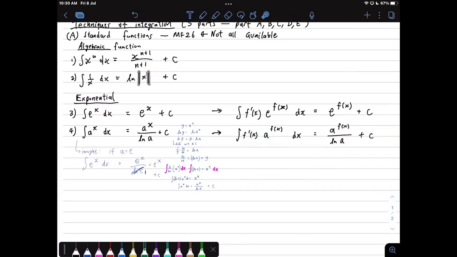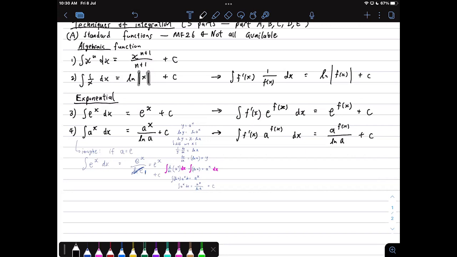Okay, then let me see. Right, I should also extend this 1 over x. So I have the integral of f prime of x times 1 over f of x dx. This will just be ln of modulus of f of x plus c.